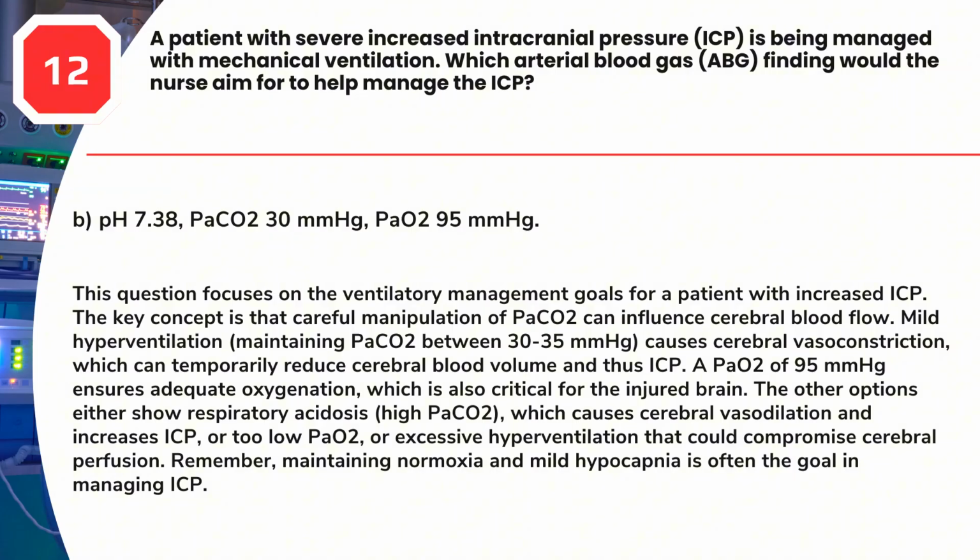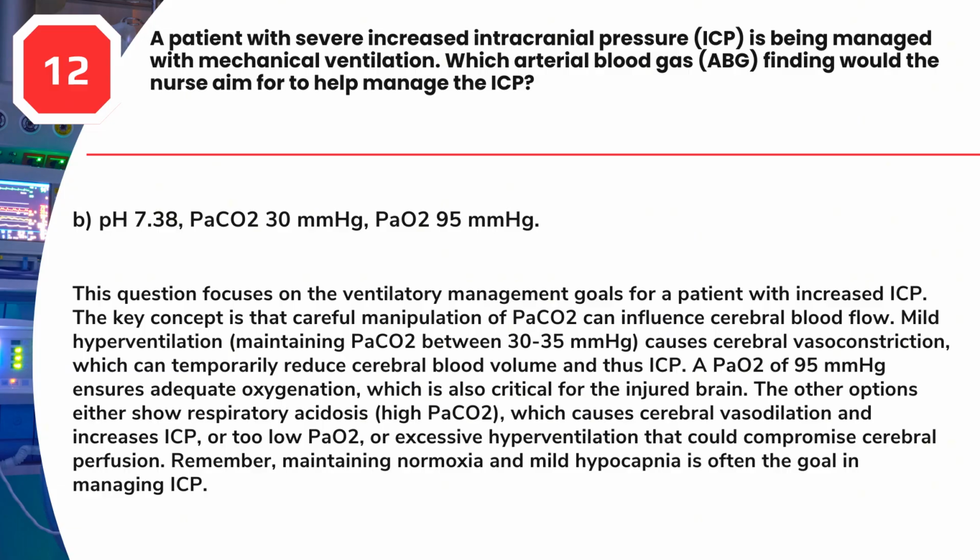Answer B. pH 7.38, PaCO2 30 mm of mercury, PaO2 95 mm of mercury. This question focuses on the ventilatory management goals for a patient with increased ICP. The key concept is that careful manipulation of PaCO2 can influence cerebral blood flow.